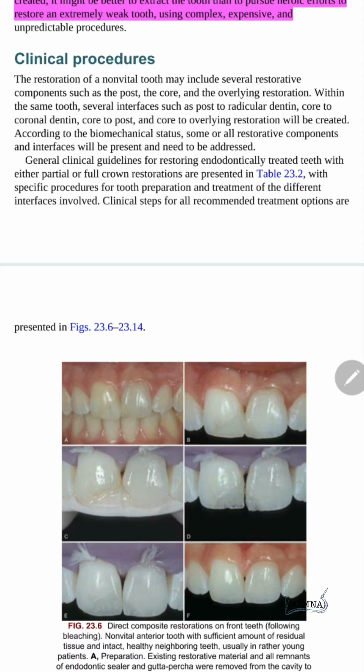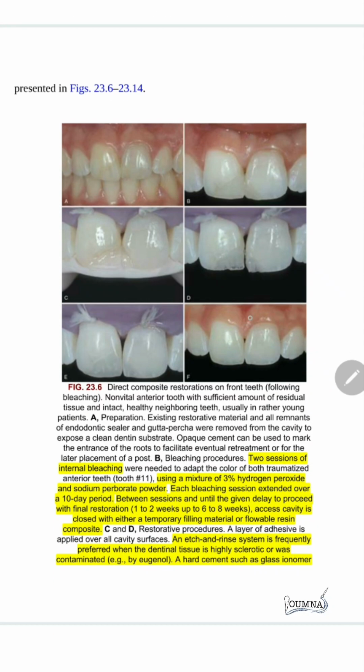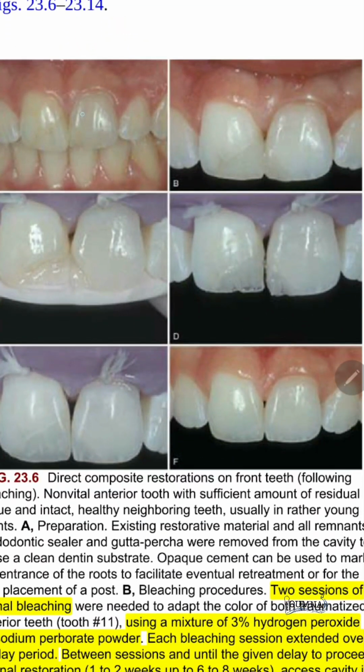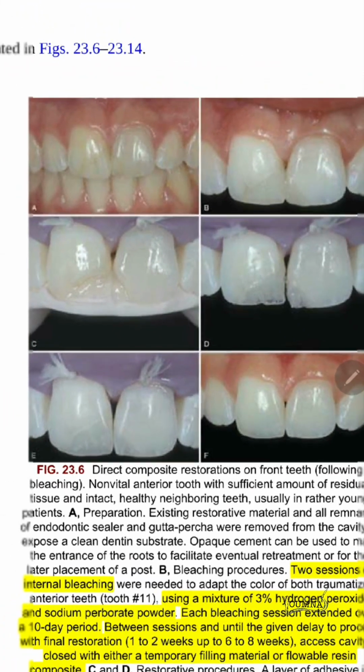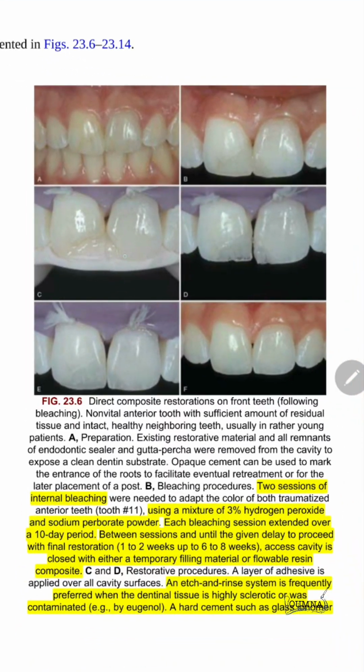Now, let's go through some clinical procedures on what we can do to restore an endodontically treated tooth. The first of all is the internal bleaching. This tooth had previous restorations, so we removed the restorations and did an internal bleaching, mixing 3% hydrogen peroxide with sodium perborate in 2 sessions. Each session is 10 days apart. We closed the tooth with a temporary filling.